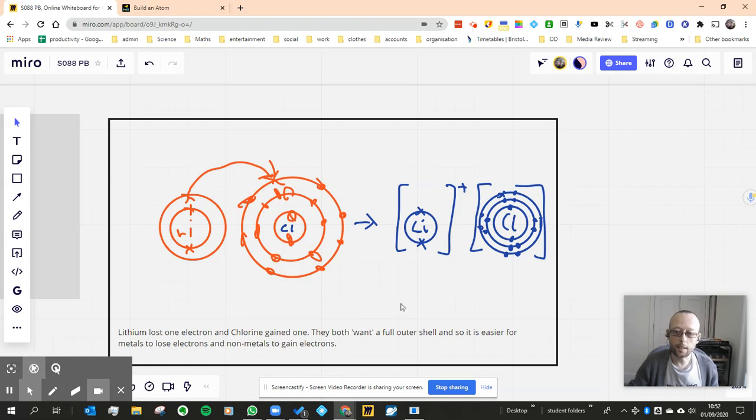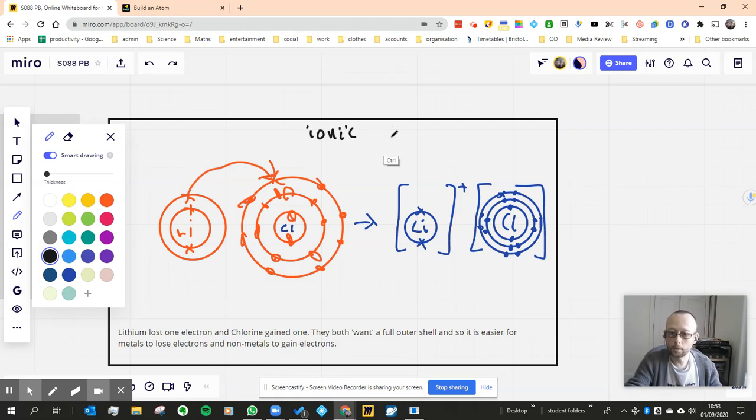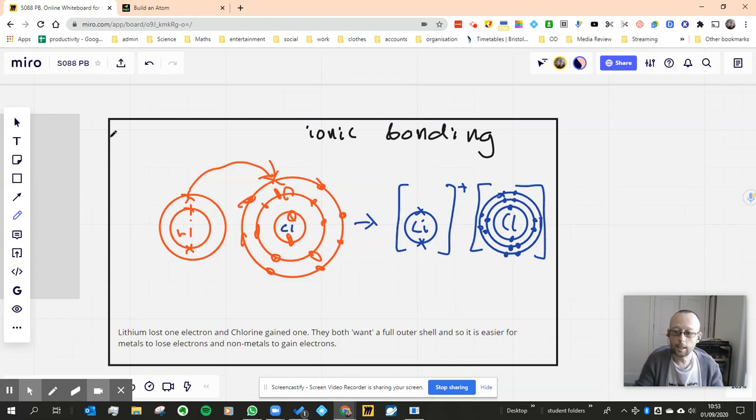Right. So in this case, this is ionic bonding. This is ionic bonding because they both produced ions, so a positive and a negative ion, and then they became attracted to each other. So that's what ionic bonding is.